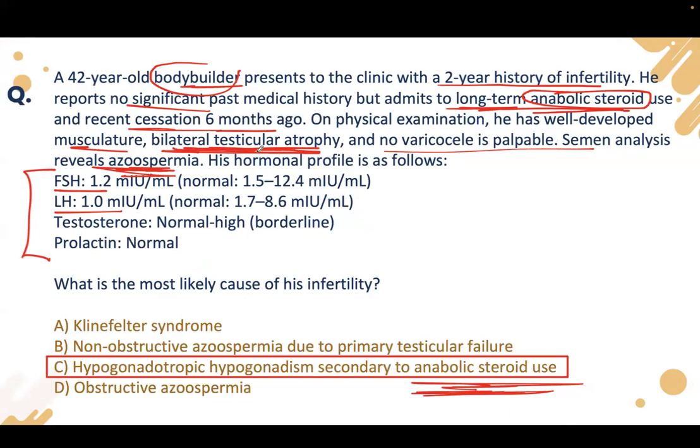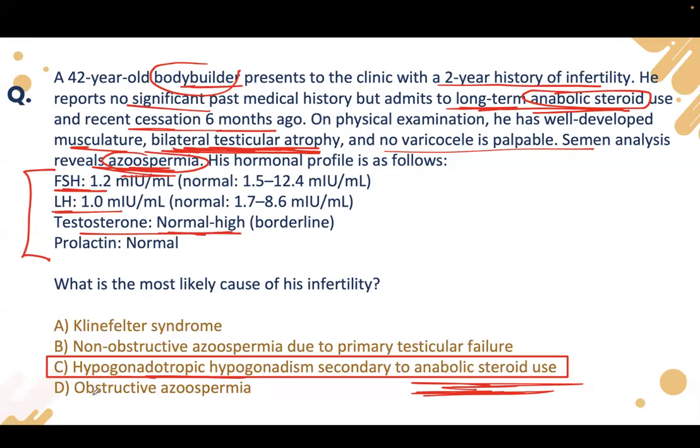This is why in the question we see that this patient had bilateral testicular atrophy, on two sides. It means that something systemic is causing the atrophy, not just on one side. Other than the bilateral testicular atrophy, there is azoospermia. FSH is low and LH is low, which means that something is causing negative inhibition, because testosterone is normal or high. This indicates hypogonadotropic hypogonadism. Now let's rule out the other answers.